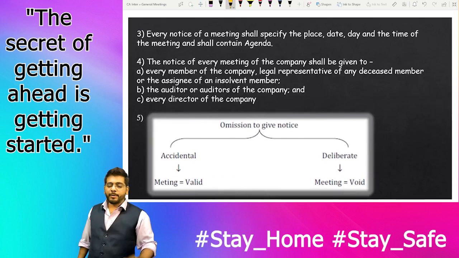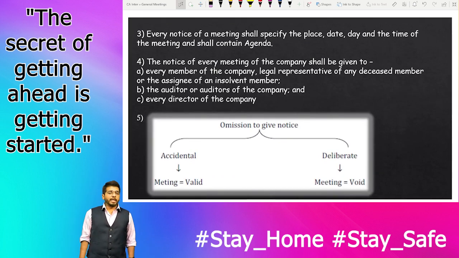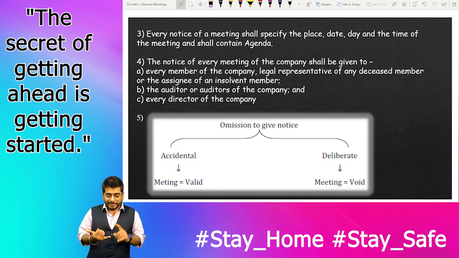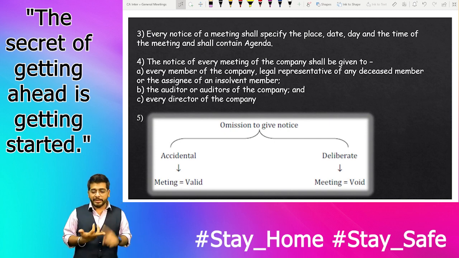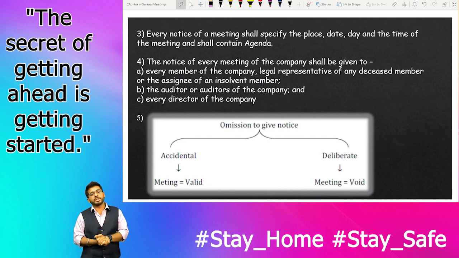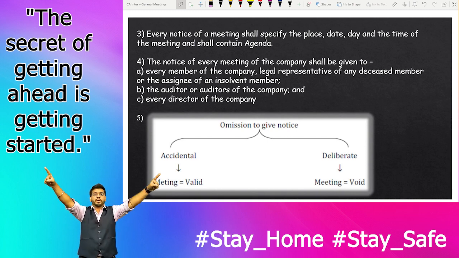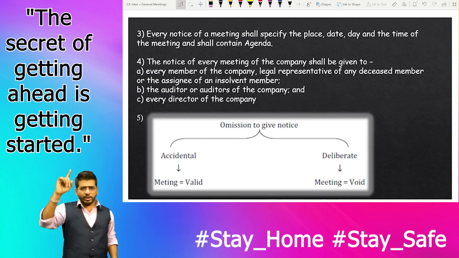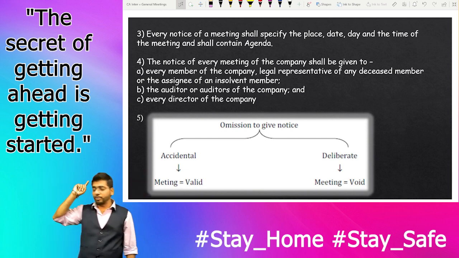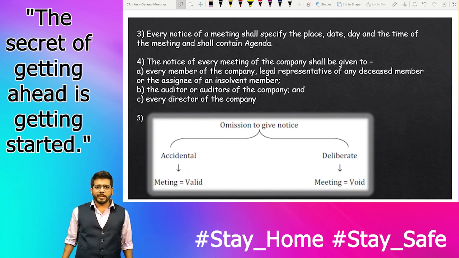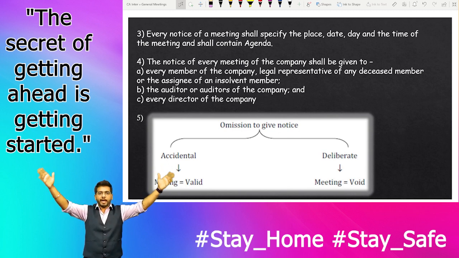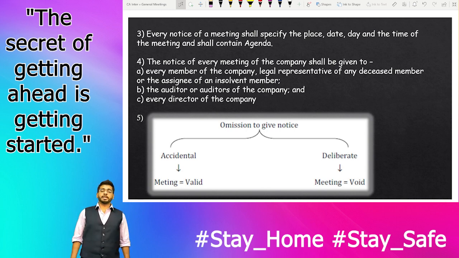Is that clear? Next provision they are saying, every notice that you are giving to your members 21 days before the meeting or less than 21 days before the meeting, whatever it is, the time, the place, the date, the day of the meeting, everything shall be specifically mentioned in the notice. This notice should be given to each and every member of the company. If your member is insolvent, give it to the assignee of that member. If your member is dead, give it to the legal representative of that member. Give it to the auditor of the company. Give it to every director of the company. Everybody who is connected with the company should receive this notice, because receiving this notice is the right of every member, every person connected with the company.